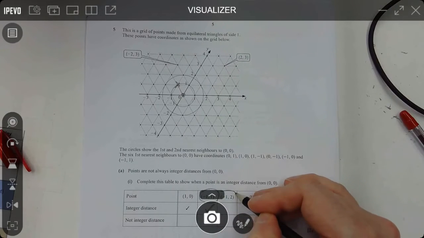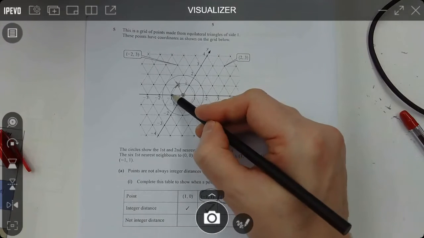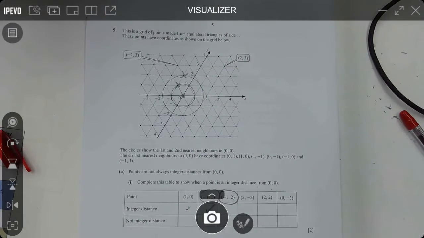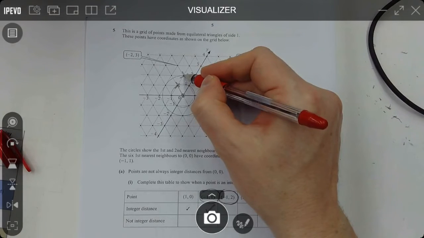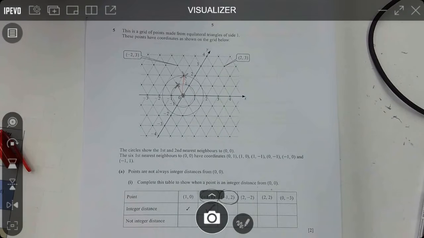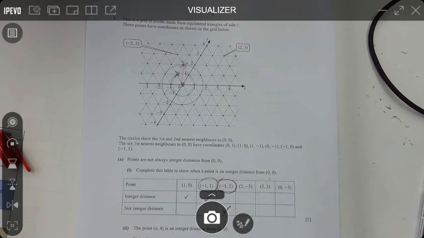Right, let's look at minus 1, 2 then. So minus 1 is the x-axis, and then we're going up to 2. And if we look at this distance, that's not along the same lines, is it? It's not one of those. So that's not going to be a whole number. It's not going along the lines of the equilateral triangle. So that's a no. So you tick the no part.